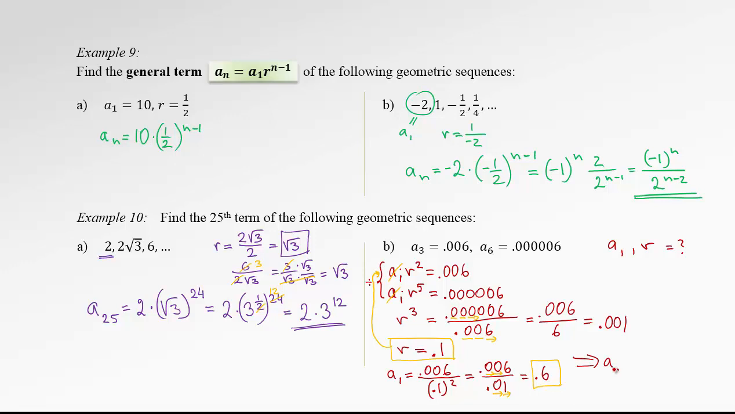Therefore, a25 equals a1, which is 0.6, times r, which is 0.1, to the exponent 24. Here we go. We could also express this number as just 6, and instead of this decimal dot, increase the power of 0.1 here. So 6 times 0.1 to the 25. That's the same. That really means that we need to move the decimal dot 25 places to the left to recover the number, isn't it? Okay, here's our term.